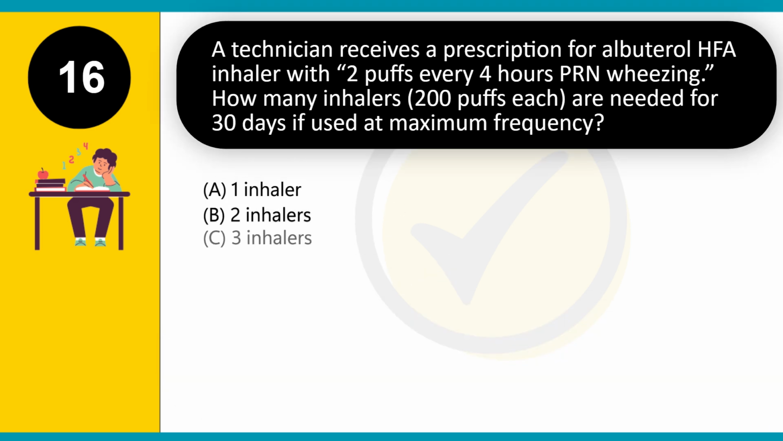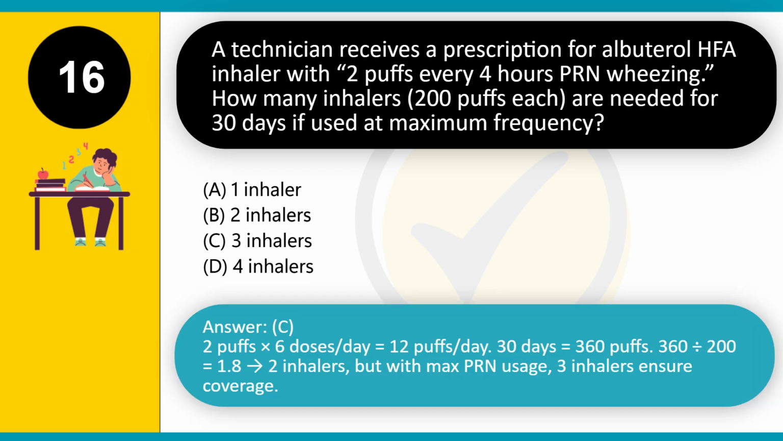A technician receives a prescription for albuterol HFA inhaler with 2 puffs every 4 hours PRN wheezing. How many inhalers, 200 puffs each, are needed for 30 days if used at maximum frequency? A. 1 inhaler. B. 2 inhalers. C. 3 inhalers. D. 4 inhalers. Answer, C. 2 puffs times 6 doses/day equals 12 puffs/day. 30 days equals 360 puffs. 360 divided by 200 is equal to 1.8 inhalers, but with max PRN usage, 3 inhalers ensure coverage.